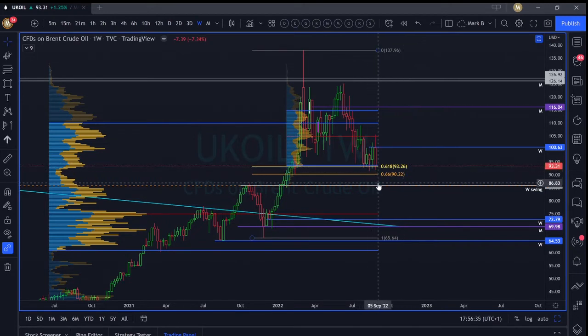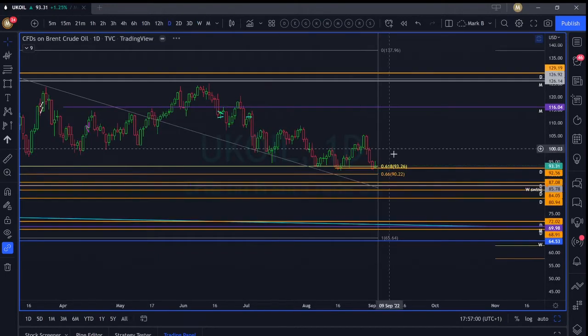If it does break down, this level here is of interest. This weekly swing at 85. If not, we've got quite a big volume node coming in down here. So if it loses this level, it'll be pretty bearish, but I have taken a position here looking to play back up to this newly created weekly level.